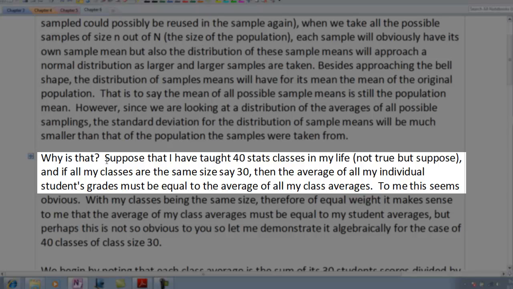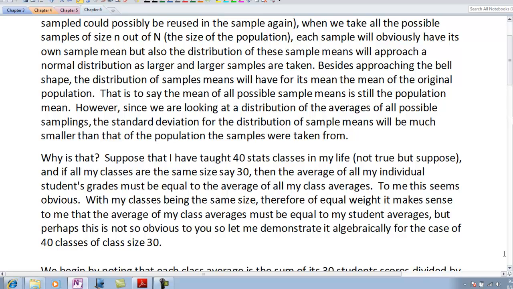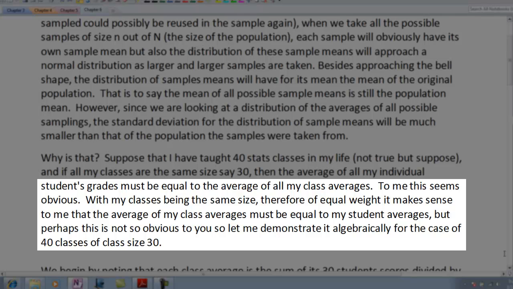Suppose that I've taught 40 stats classes in my life, and that's not true. I haven't taught 40 stats classes, but suppose I had, and let's say all my classes are the same size. They're all 30, and nobody drops. Then the average of all my individual student grades must be equal to the average of all my class averages. Let me say that again. If I've taught 40 stats classes, and they're all the same size, the average of all my students' grades must be equal to the average of all my class averages. Now to me this seems obvious. With my classes being the same size, they would all have equal weight.